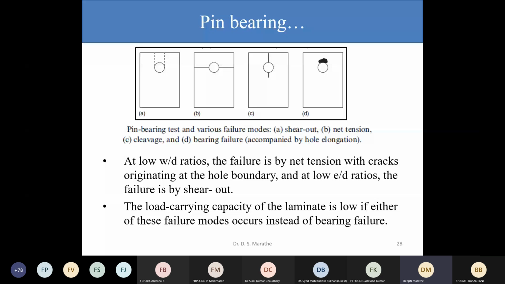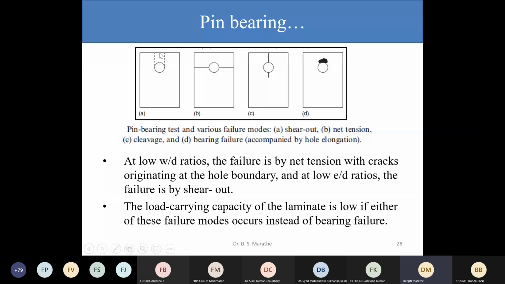And then what are the different geometries? If I have a low specimen width to D ratio, meaning that the width is much lesser than this particular diameter, the material is going to fail by pure tension. And at a low E by D ratio, the material is going to fail by shear out failure, meaning that E is this distance. If the distance is much lesser than the diameter, the specimen is going to shear out.